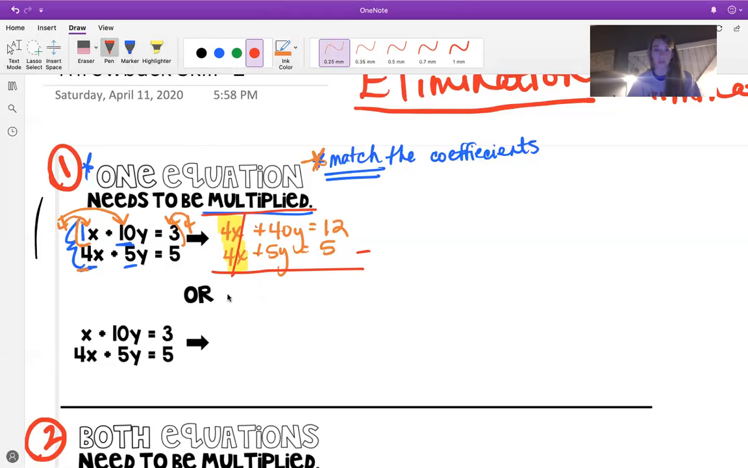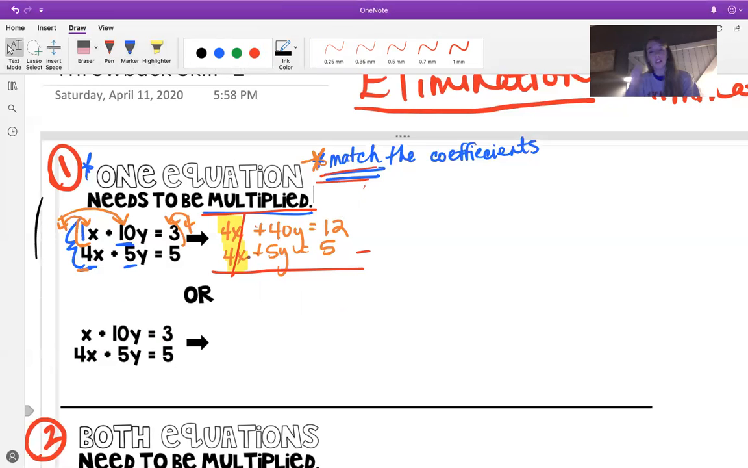Now let's look at another one. Okay, so that is how you would solve it by elimination. Now again, we'll continue solving for the variables in the practice, but right now I just want you to focus on the elimination part. Okay, so this one, once again, our goal is to match the coefficients.